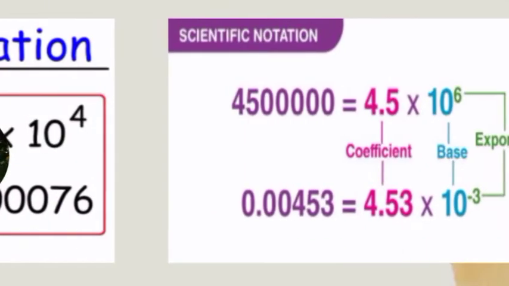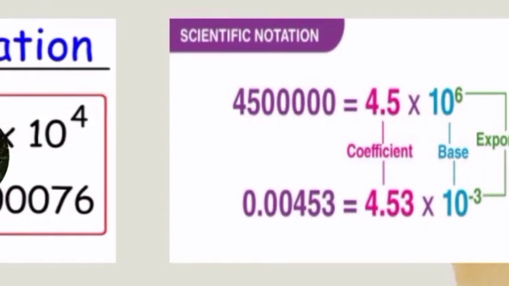So the structure of scientific notation is written as follows. Here, 4,500,000 is equal to 4.5 times 10 to the power of 6. This 4.5 is the coefficient, the 10 is the base, and the 6 is the exponent. The same as in 0.00453: the 4.53 is the coefficient, the base is 10, and the exponent is negative 3.